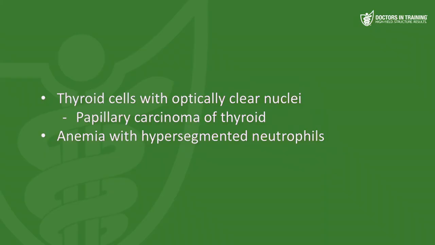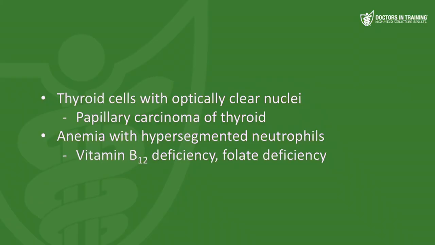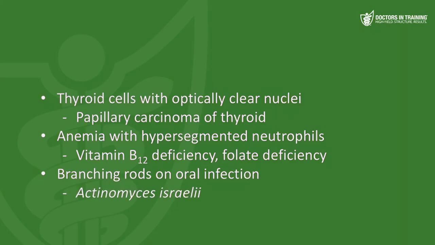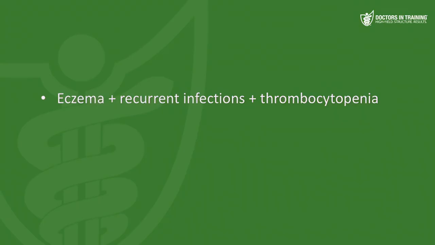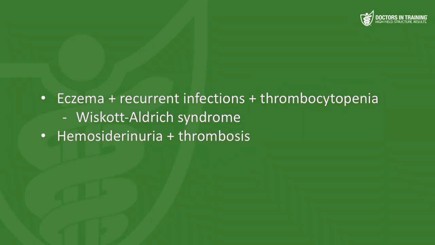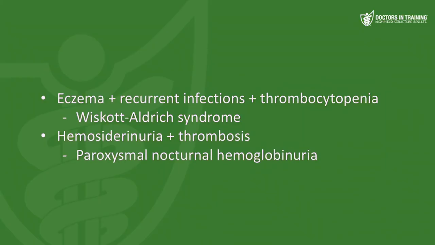Next we have anemia with hypersegmented neutrophils. So this is the classic megaloblastic anemia of vitamin B12 and folate deficiency. Branching rods on oral infection, we see that with Actinomyces israelii. Eczema, recurrent infections, and thrombocytopenia. So there's a mnemonic for this one, WATER, for Wiskott-Aldrich syndrome. Hemolysis and thrombosis is what you see with paroxysmal nocturnal hemoglobinuria, or PNH.